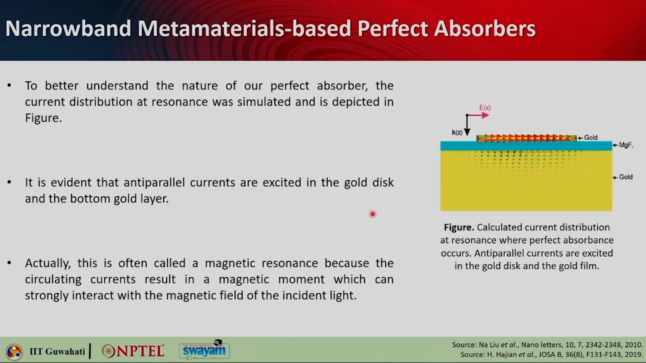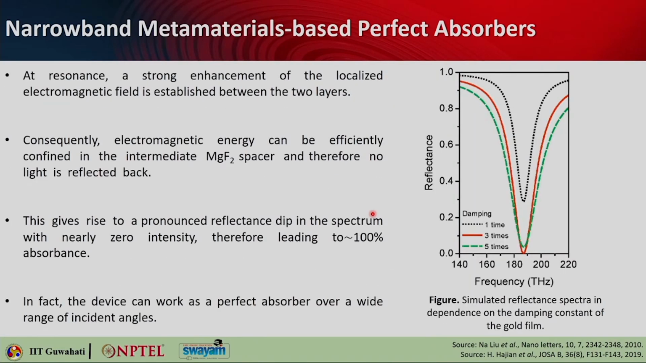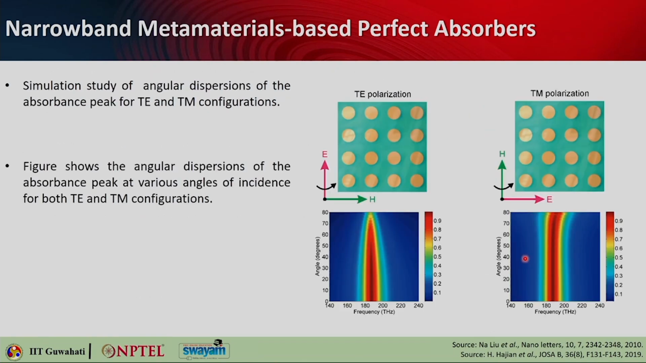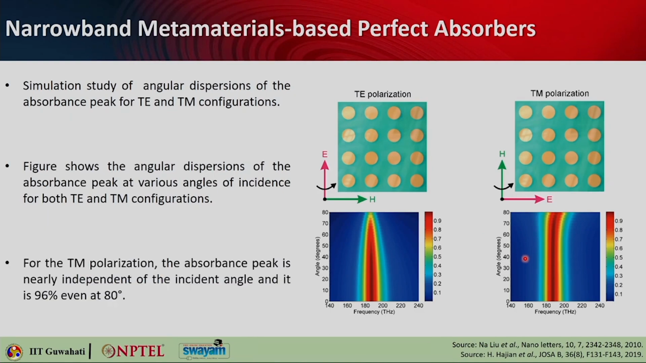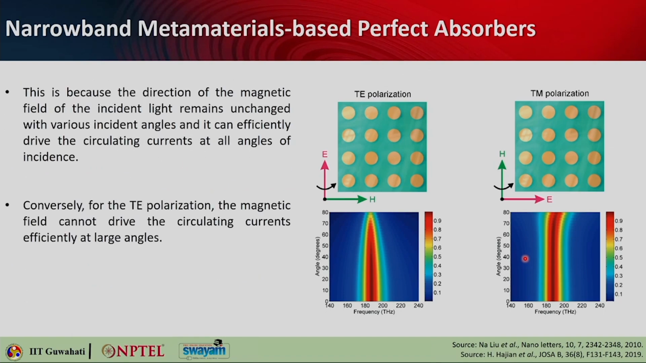Right now it is shown at a particular wavelength, and it is in frequency scale, so it is close to say 188 terahertz or so. If you change the periodicity or the size of the disc, you should be able to tune that, okay. So, that is how you can design application specific narrowband perfect absorbers.